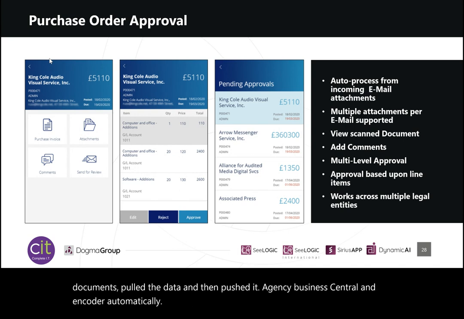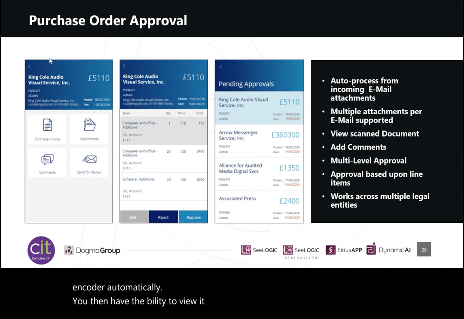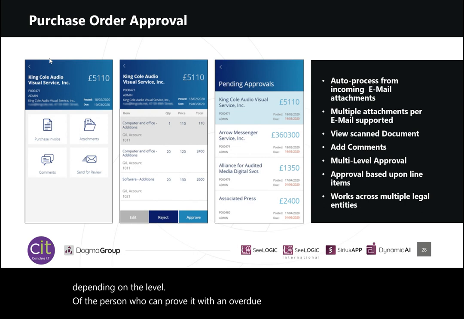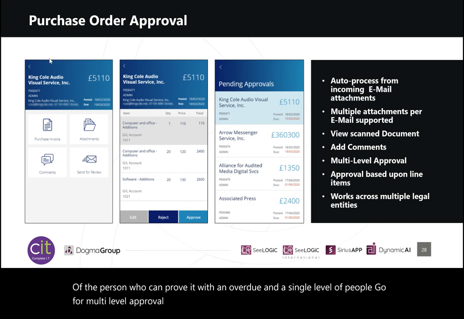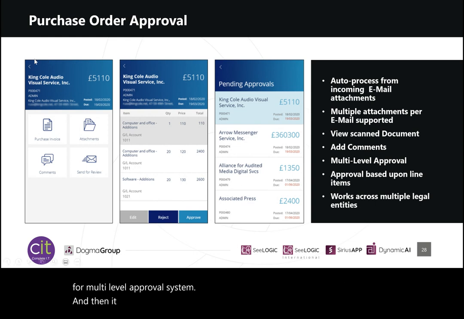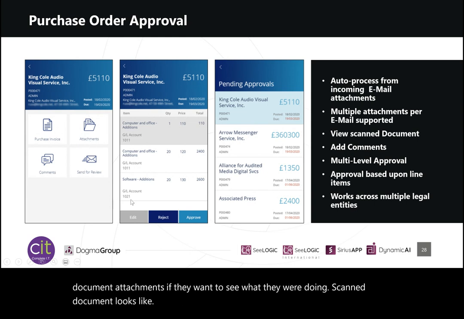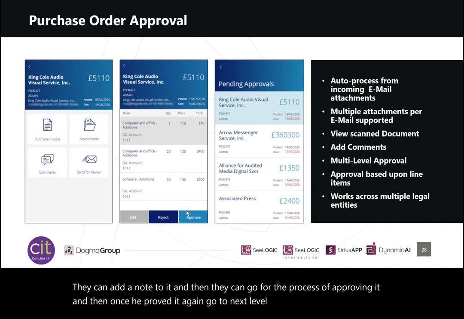You then have the ability to review it, do additional coding, and then send it for approval, depending on the department, depending on the value of the order, depending on the level of the person who can approve it. It will then either do a single level approval or go for a multi-level approval system, and then allow the users to approve the line items. They can view the original document attachments if they want to see what the original scanned document looks like. They can add a note to it, and then they can go through the process of approving it. And then once they've approved it, it will go to the next level or be completed.